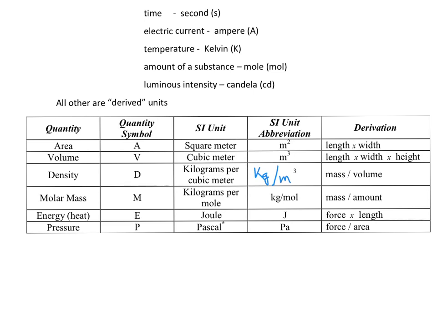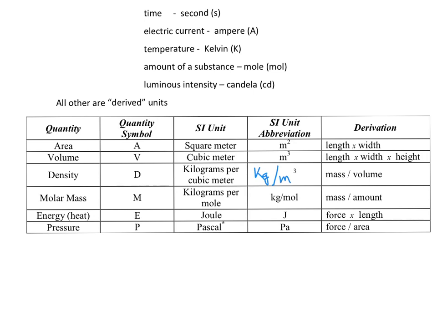So kilogram per meter cubed would be the SI units. Again, there's a lot of other units that we can use for density or for volume or for area or for any of these, but these are the SI units. Next is molar mass. That's something that we're going to talk about later when we learn about what a mole is. But it's mass divided by amount, so kilogram divided by moles. Energy, the unit for it is a joule, which is derived from these. So energy is measured in joules.